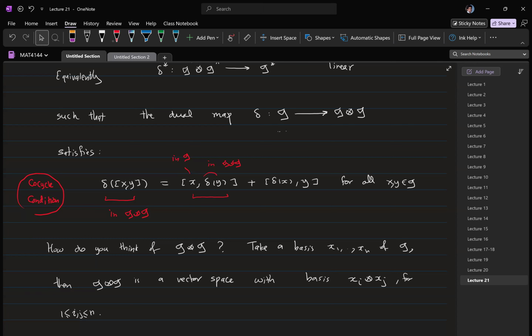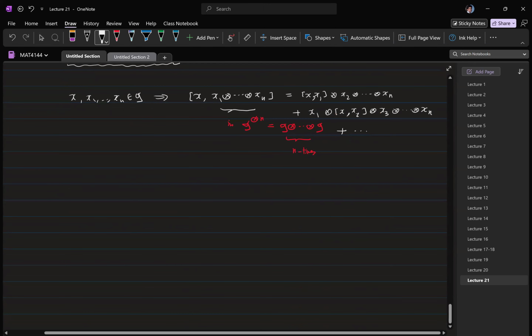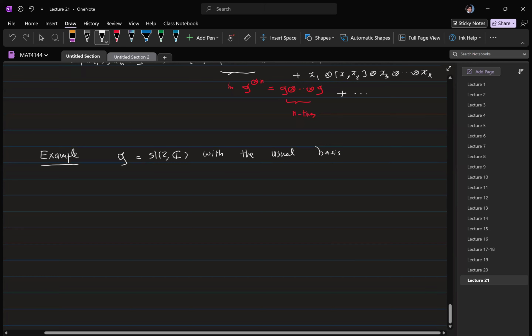We can start an example, but I wanted to put part of this example as an assignment question. So here is an example. Let's take G to be the Lie algebra SL2C, with the usual basis H, E, and F.